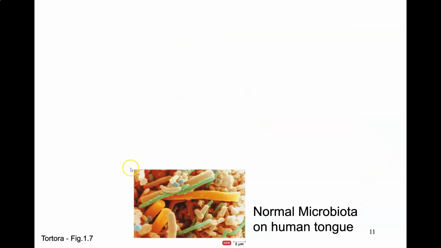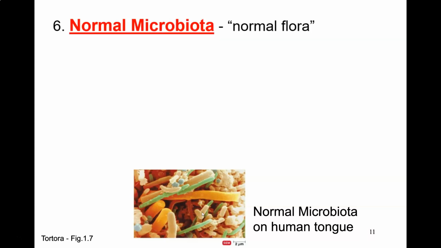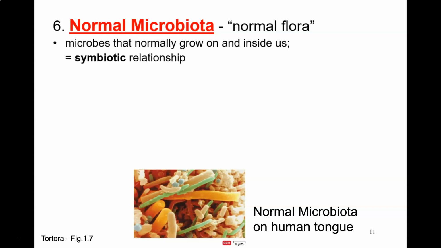Our body is also covered by a lot of microbes. Here is just an example. On our tongue, there's all of this rod-shaped, circular type of microbes. These are called our normal microbiota or our normal flora. And we have an amazing relationship. A lot of them are very friendly microbes that grow on us or inside us. And we have a symbiotic relationship with these microorganisms.